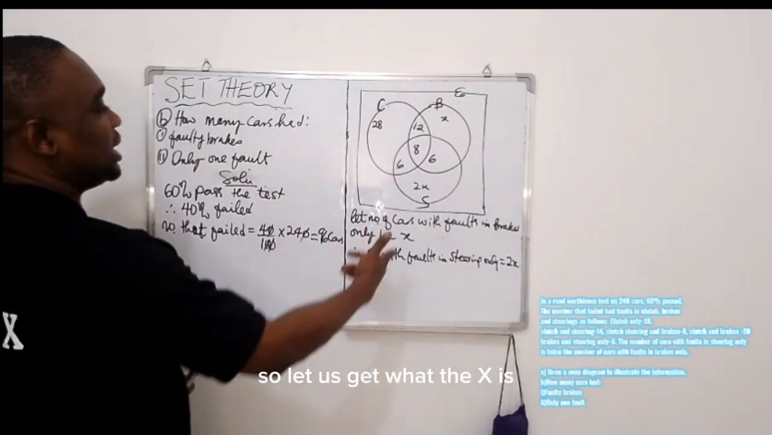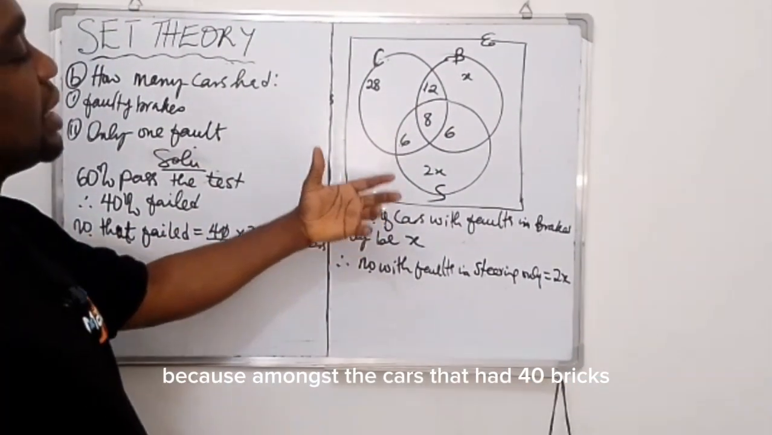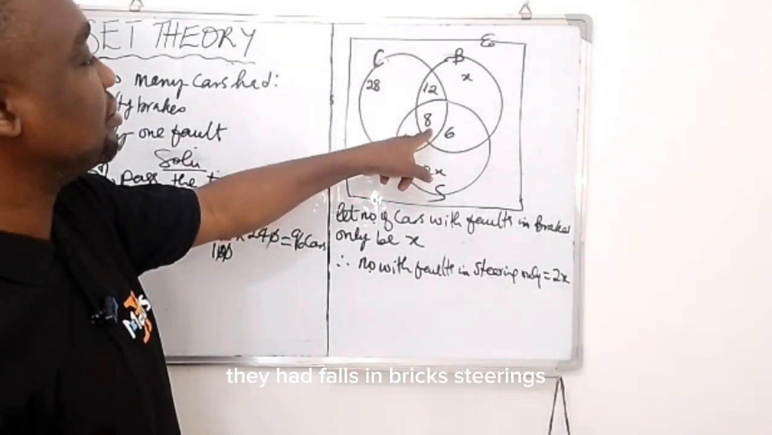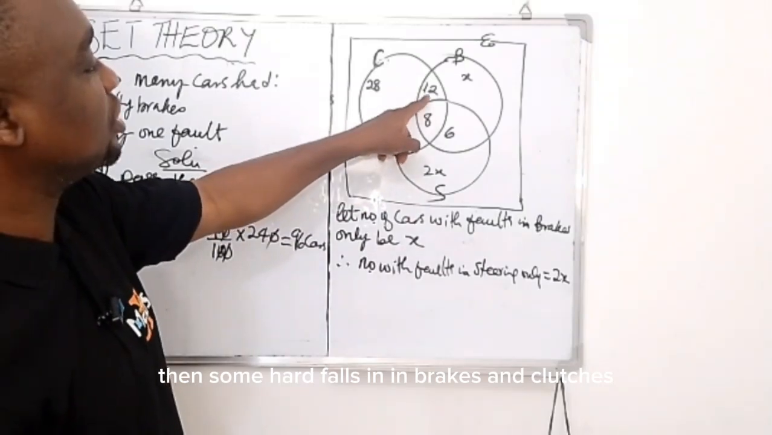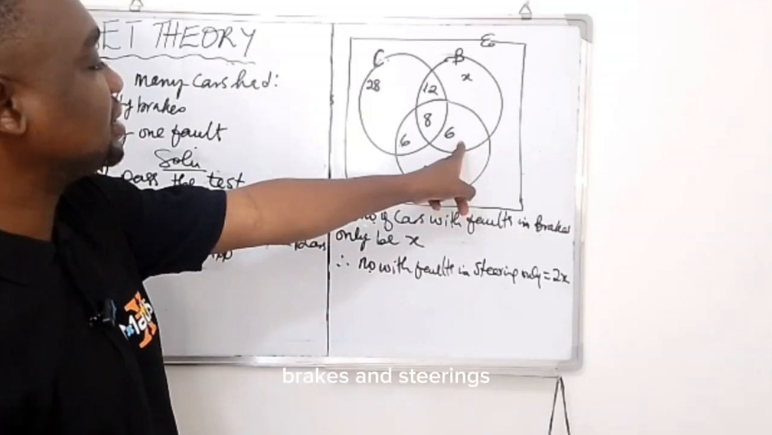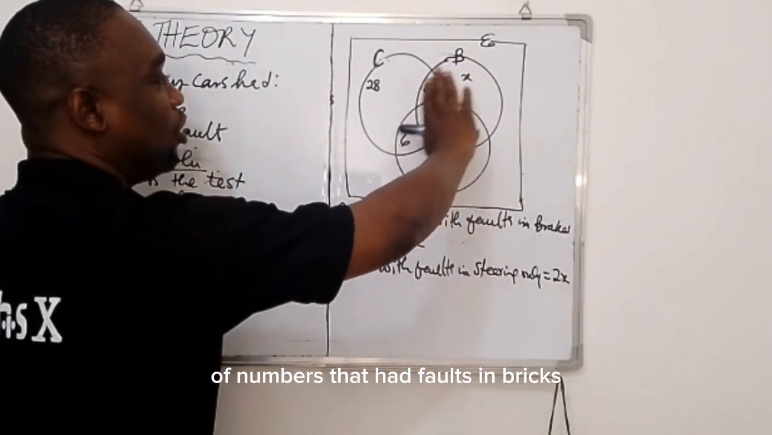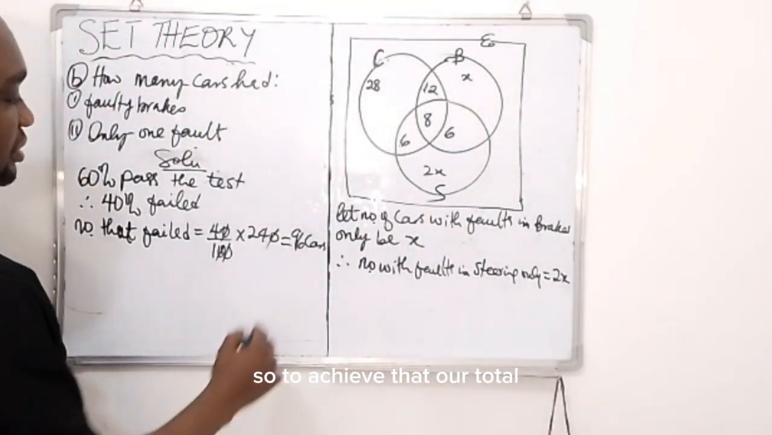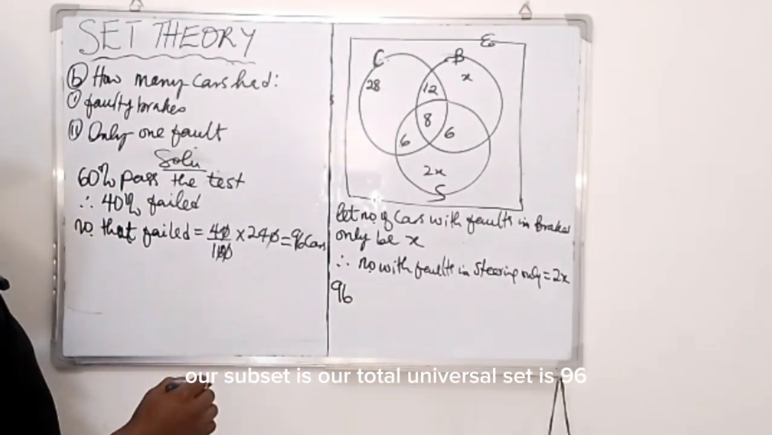So let us get what the X is, so we can now get the number that had faulty brakes, because amongst the cars that had faulty brakes, some had faults in brakes, steerings, and clutches. Then some had faults in brakes and clutches, and then some had faults in brakes and steerings. So we need to get the holistic subset of numbers that had faults in brakes. But we need to get what this X is. So to achieve that, our total universal set is 96.